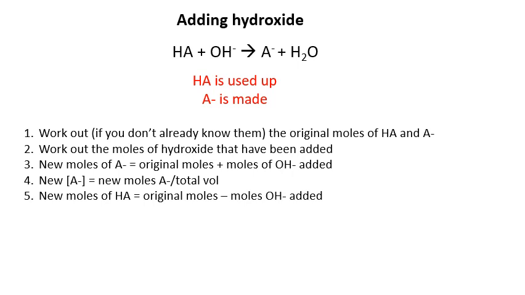And then again, you need to convert that to a concentration. So you're going to divide by the total volume to get the HA concentration. So essentially what you've done is original moles of HA and A-, and then moles of hydroxide, and you've taken the hydroxide moles away from the HA and added it to the A- to get your new A- and your new HA moles, and then got them into concentrations.